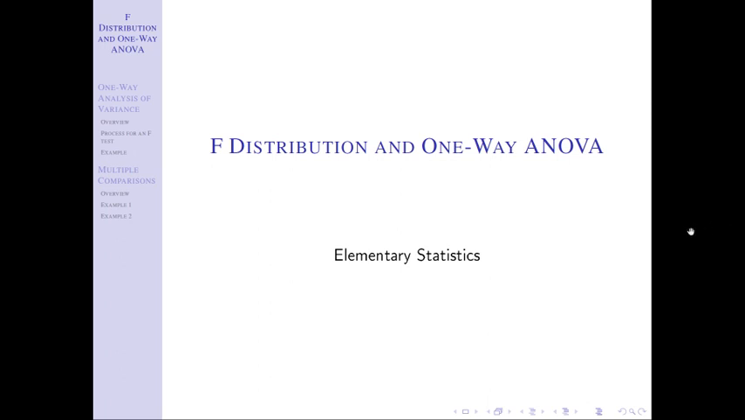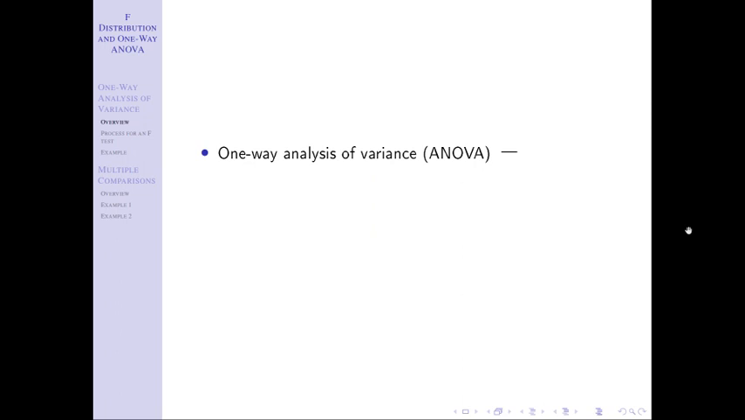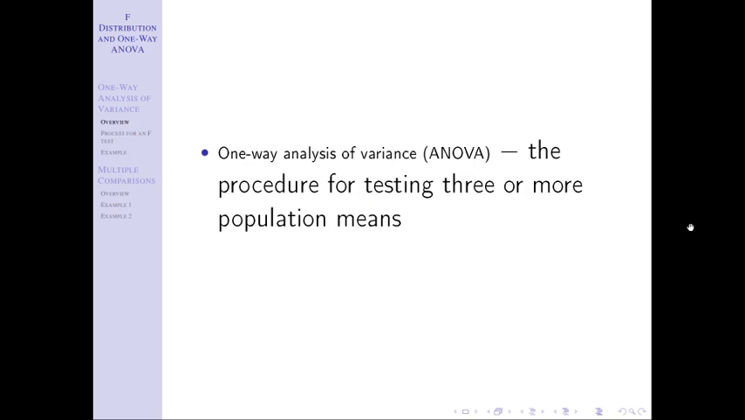And that's what a one-way ANOVA is. A one-way ANOVA is the procedure for testing 3 or more population means. In doing an ANOVA test, we will have to introduce a new distribution. This distribution is going to look a little bit different from some of the ones we've covered before.